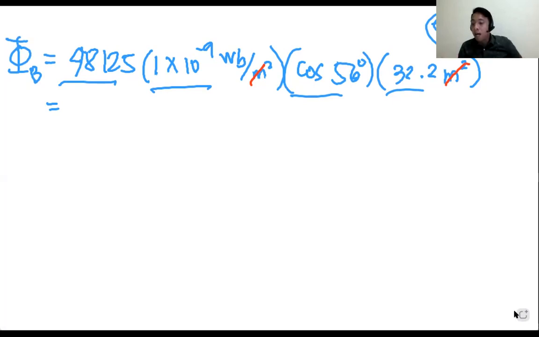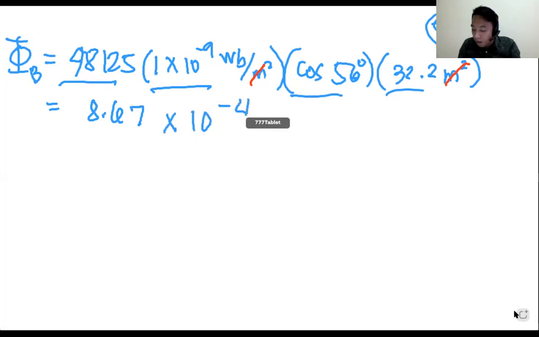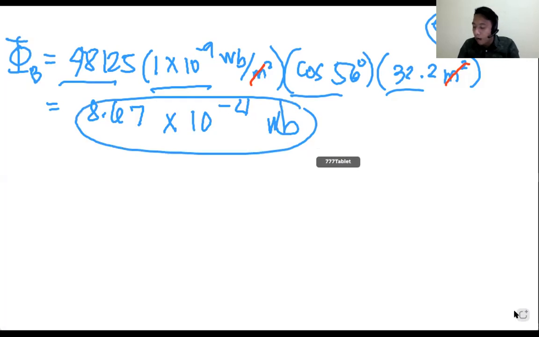Okay? So from here, I will use my calculator. So my final answer is 8.67 by 10 raised to negative 4 Weber. So I have A and I have B. Okay, so 8.67 by 10 raised to negative 4 Weber. That is the answer for your second activity. Okay? Okay, let's proceed to the last one.